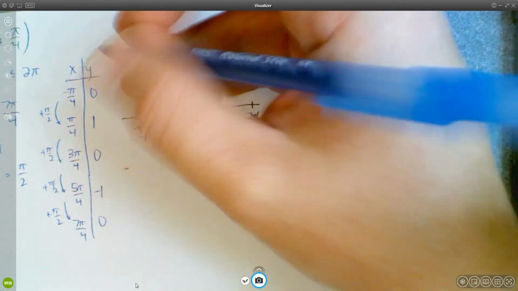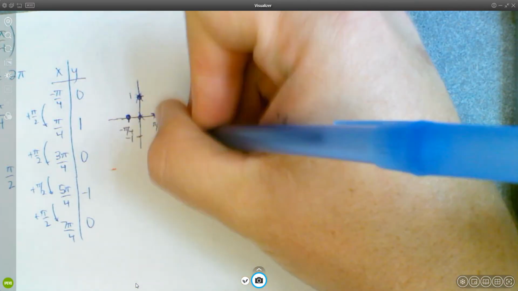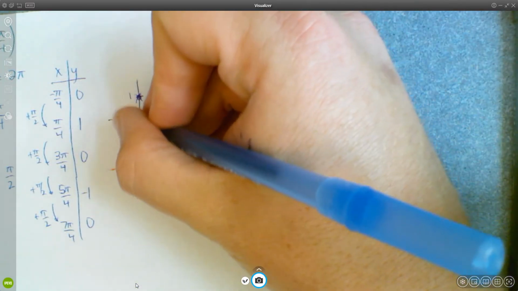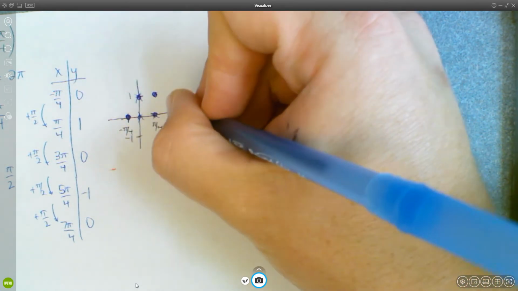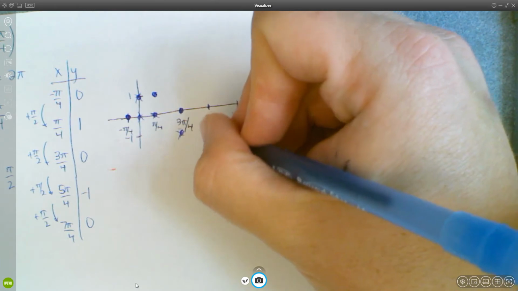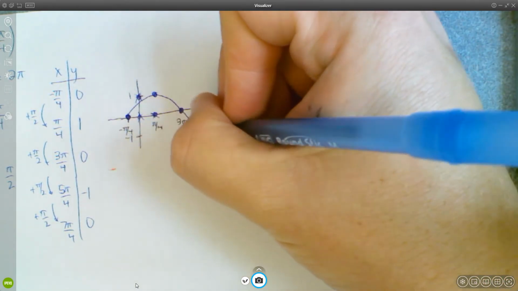Negative pi. Oh, shoot. See, look at me making mistakes right and left. So none of those are correct. It should go negative pi over 4, then pi over 4. Okay. There we go. This is what it should look like.